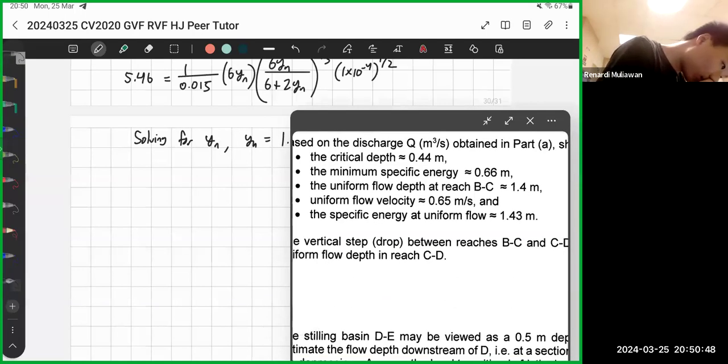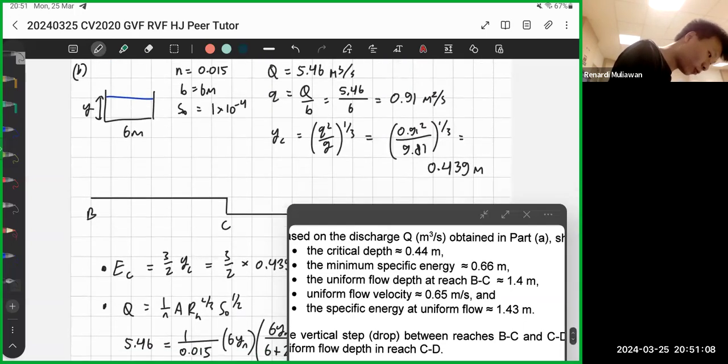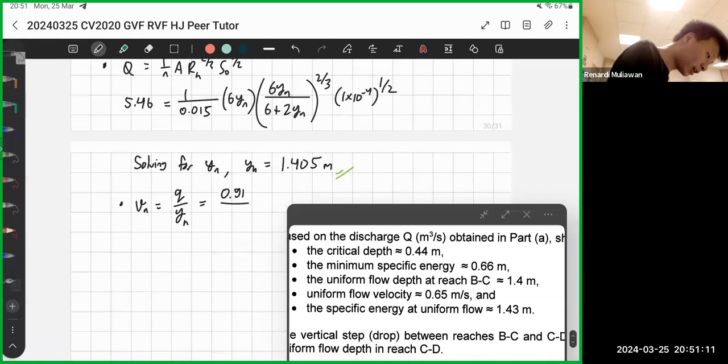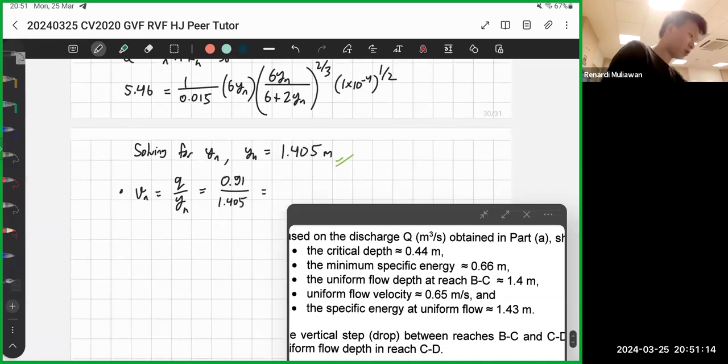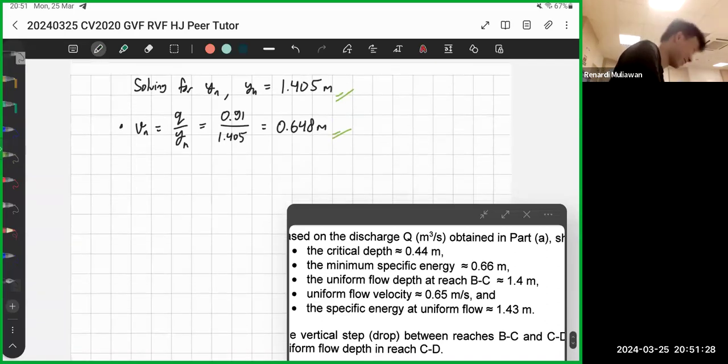So now, uniform flow velocity. Find the VN, uniform flow velocity. So it's just small q divided by y. Let me check. Should be this one. So small q is 0.91 divided by YN, which is 1.405. So you will get 0.647. Yeah, close. They purposely round off to the higher decimal point, so you cannot bluff.